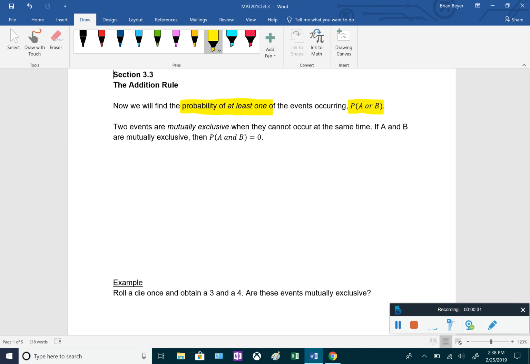Before we get into this formula, I just have to define what it means to be mutually exclusive. Two events are mutually exclusive when they cannot occur at the same time. So if A and B are mutually exclusive, then the probability of A and B both happening is going to be 0 because they can't happen at the same time.